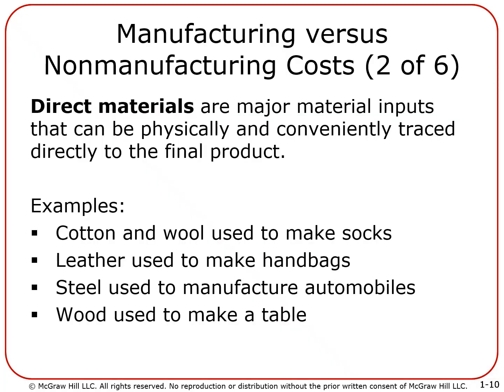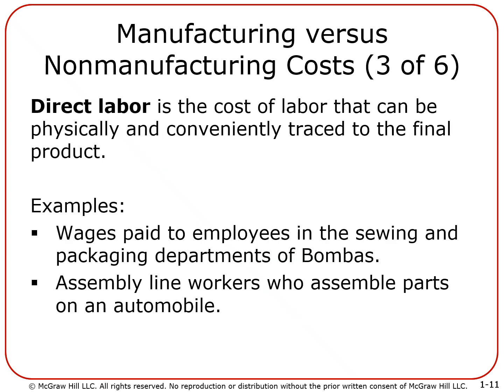Also, if you look at a wooden table, any wooden furniture or a wooden chair, whatever, you could see that the wood is directly there, you see this, right? So this is directly linked with manufacturing this furniture. So these are examples of direct materials. Then we have direct labor.